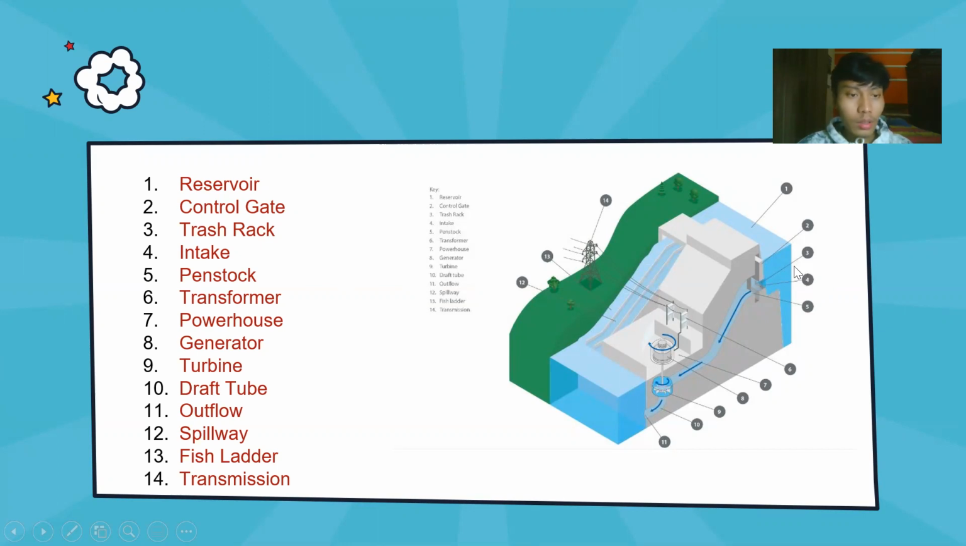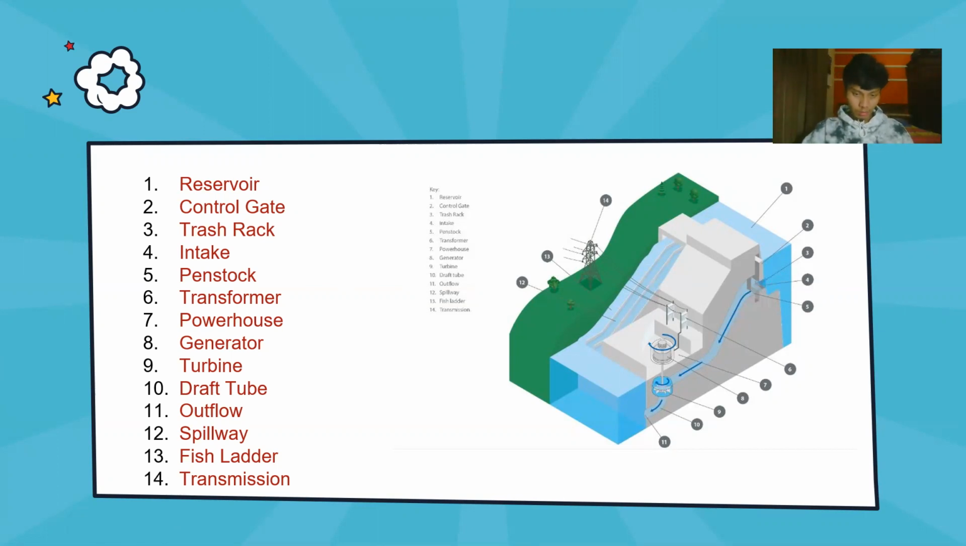Number 5 is the penstock. The penstock is a water tunnel made of condensed pipe that produces a pressurized water flow to direct the flow of water to a water turbine. Number 6 is the transformer. The step-up transformer is an electrical component that is used to step up voltage and then transmit it through long-distance transmission lines.